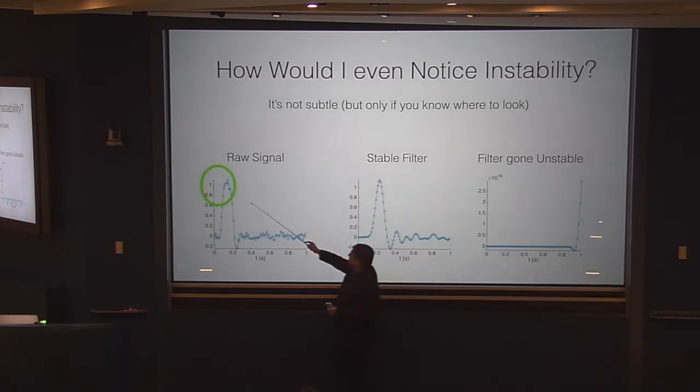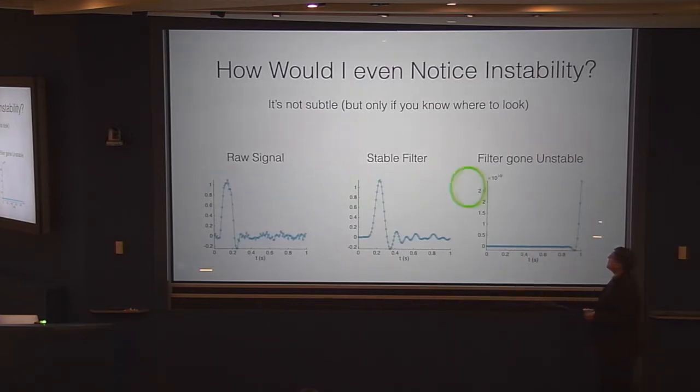Your raw signal was about 1. Your output of the unstable filter is about 10 to the 10. A lot of people do not look at these numbers when they're looking at MATLAB figures because they're small, but they're really important, especially when they're 10 to the 10.